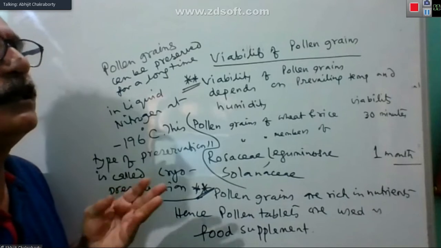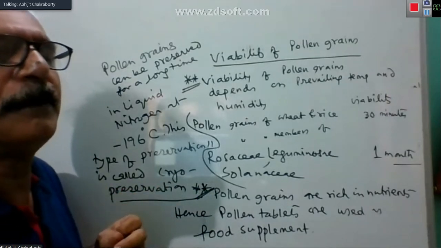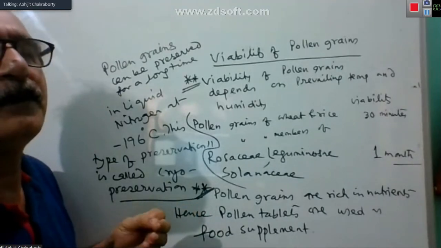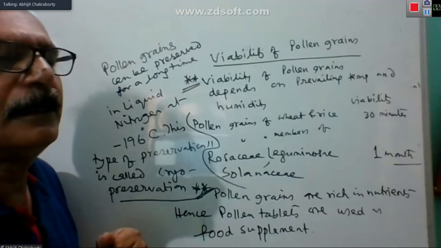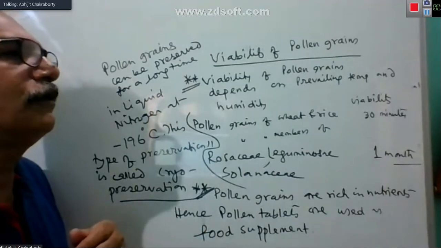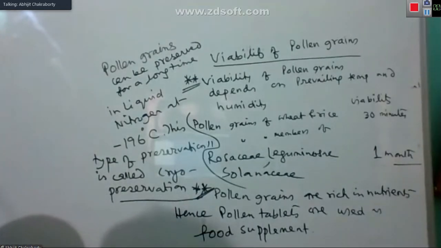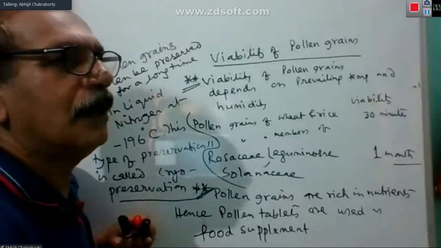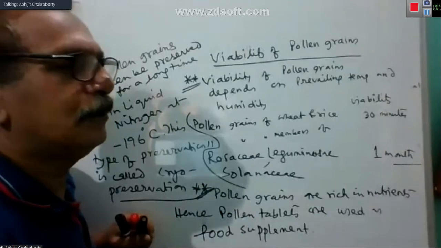And then obviously the pollen grains are rich in nutrients, so they may be used as food supplement, and this is coming in the entrance. And also pollen grains may be available in the form of pollen tablets, pollen syrup. And sometimes some athletes are found to take pollen grains, because it is believed that it may increase the efficiency of the sports person. So this is what about the pollen grains. Now we have to proceed towards megasporogenesis.